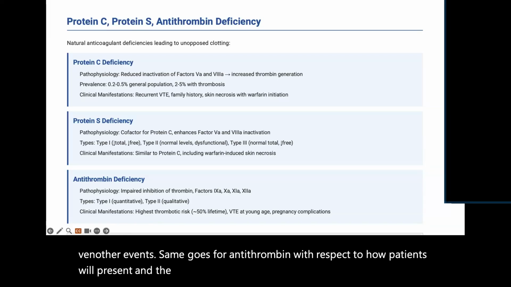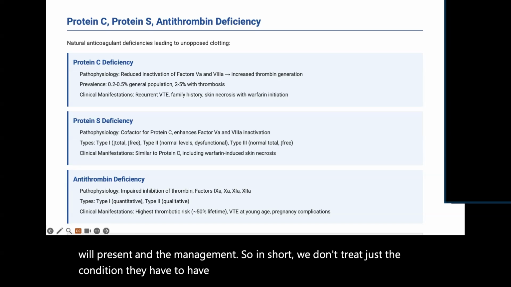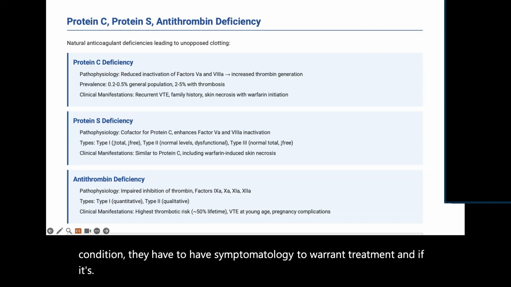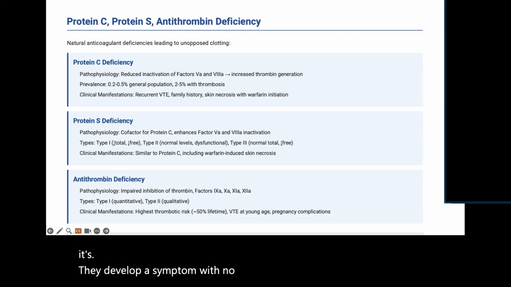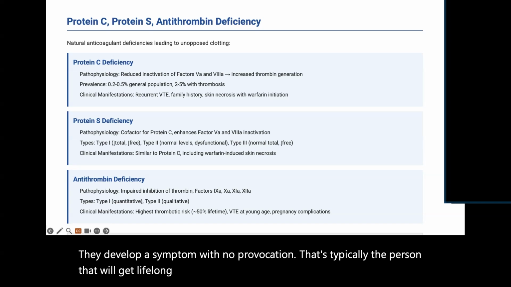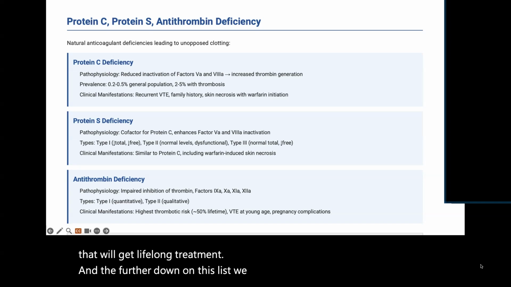So in short, we don't treat just the condition. They have to have symptomatology to warrant treatment. And if they develop a symptom with no provocation, that's typically the person that will get lifelong treatment. And the further down on this list we go, the more rare they become.